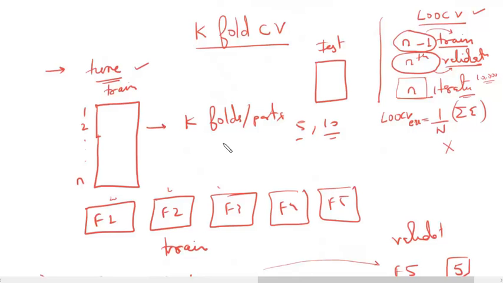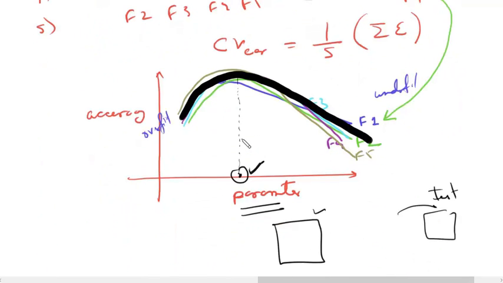K-fold cross validation can be used for parameter tuning. So what we do is we plot the accuracy with respect to different values of the parameter, and finally we average out the result, and for the average result, whichever parameter works out to be the best is finally selected for the model.